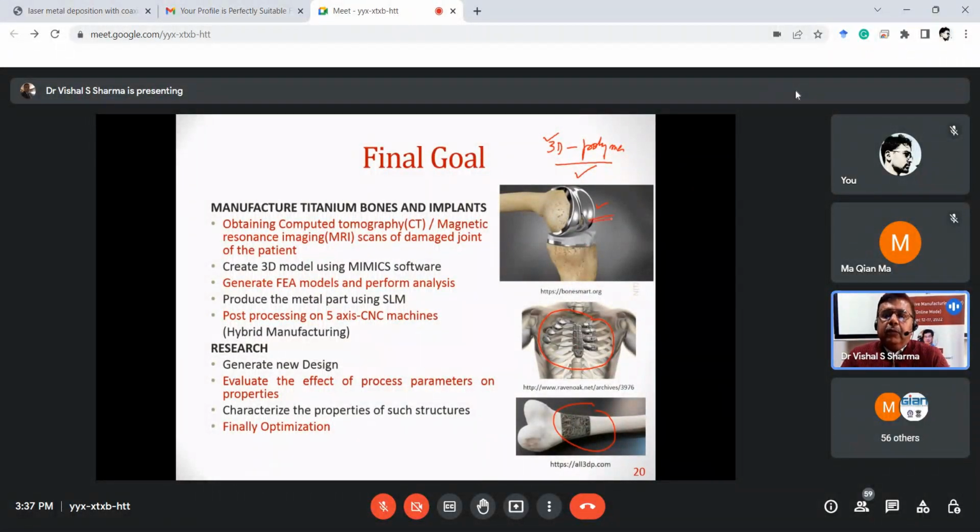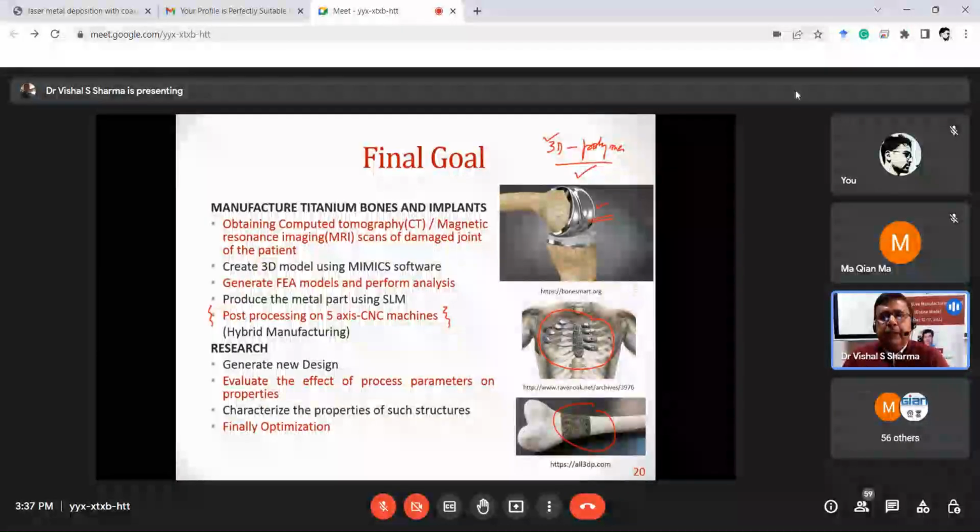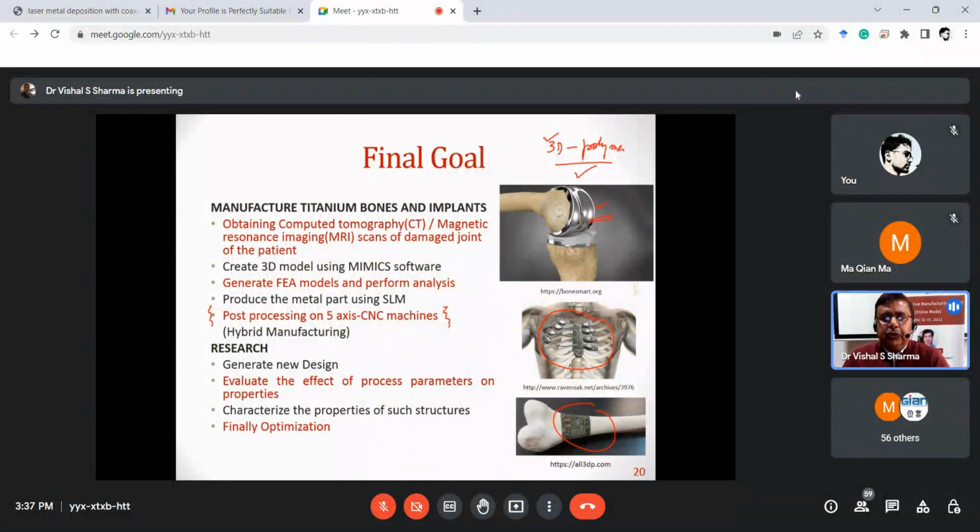When we want to go for metal 3D printing, the first step is to print, and then for post processing we require 5-axis machines, or some sort of machining is required. So we have all the skills available in the school, in the department, to jump into this domain of metal 3D printing, and we are quite enthusiastic.